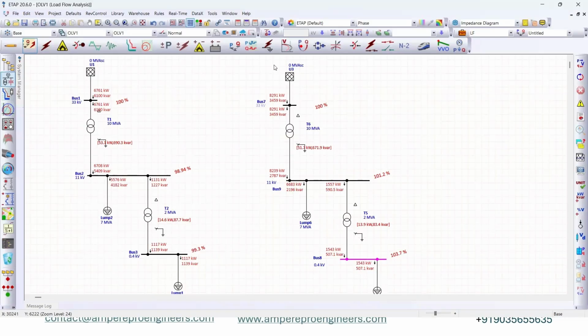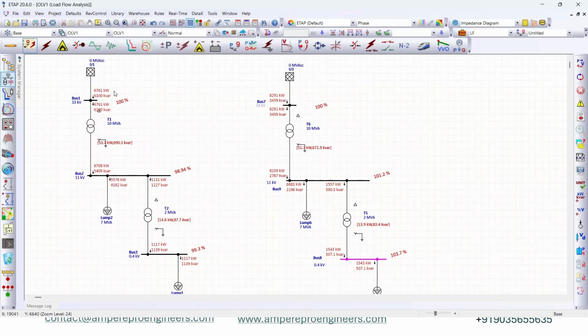That means your utility doesn't need to support reactive power to your network, because most of the loads are already taken care of. It means you are running the plant at a very high power factor. That means we are reducing the burden on the utility, the EB supply, the electricity boards. That is why for a higher power factor we get a lower tariff. When there is a low power factor, we get a higher tariff from them as a penalty.